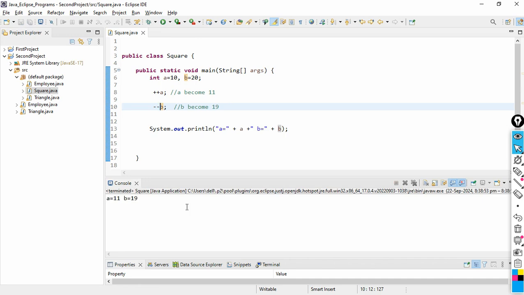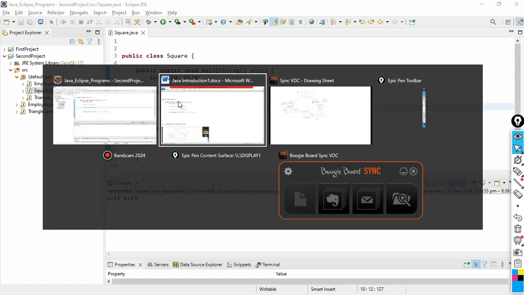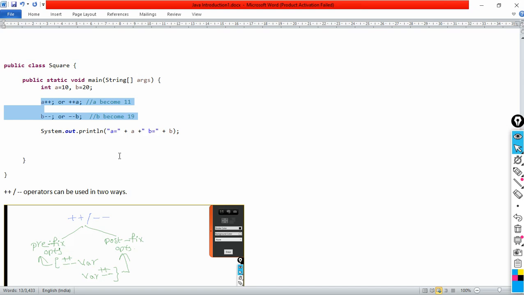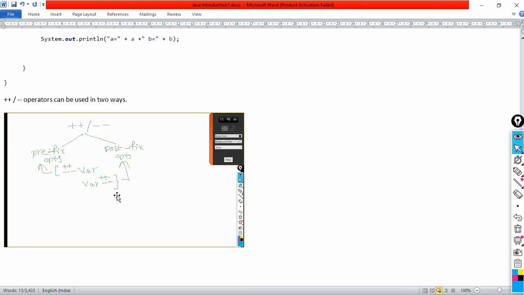Exactly same. There is no difference. Okay, fine. Then what is the difference between prefix and postfix? There should be some difference. Okay, there should be some difference between prefix operators and postfix operators.